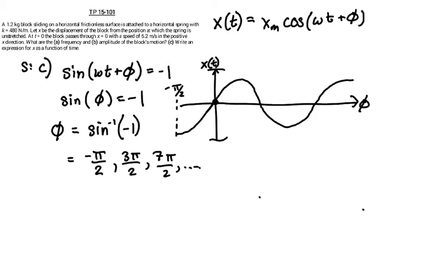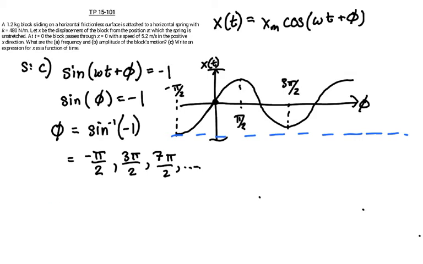here is our point negative pi over 2. Here's our point pi over 2. Here again is 3 pi over 2, and so on and so forth. But you see that when sine of phi is equal to negative 1, it is occurring at these points. So that's where that phase constant comes from. Generally, we want to get the smallest phase constant possible, so we will choose to go with our negative pi over 2.